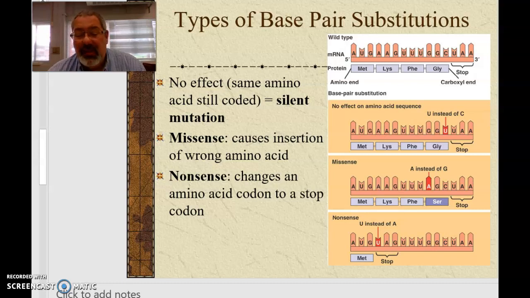So if the base pair substitution occurs in the first or second base of a codon, it can result in either a missense, the wrong amino acid being inserted, or a nonsense mutation where protein synthesis stops. A stop codon is specified for.